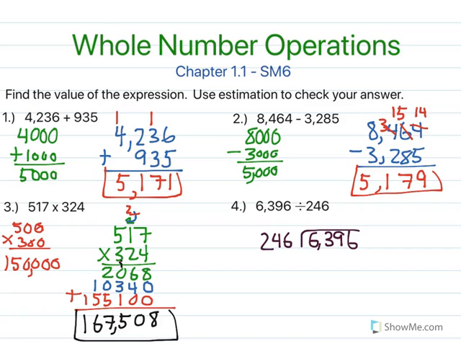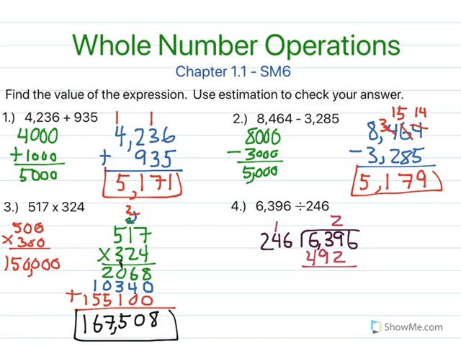So can 246 go into 6? No. Into 63? No. Into 639? Yes. So I go 250, 500, 750. 2 is about what I can divide it by, or multiply it by, so I'll put a 2 here. 2 times 6 is 12. Carry the 1. 2 times 4 is 8, plus 1 is 9. And 2 times 2 is 4.